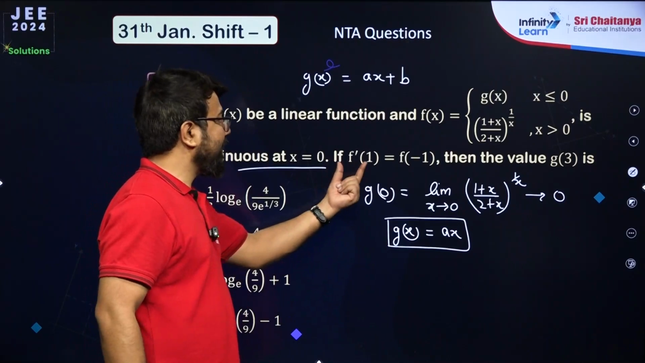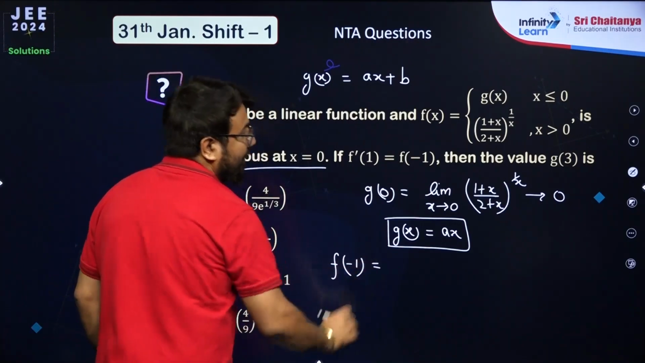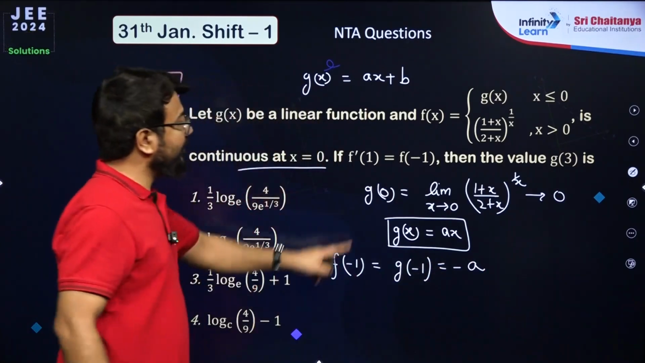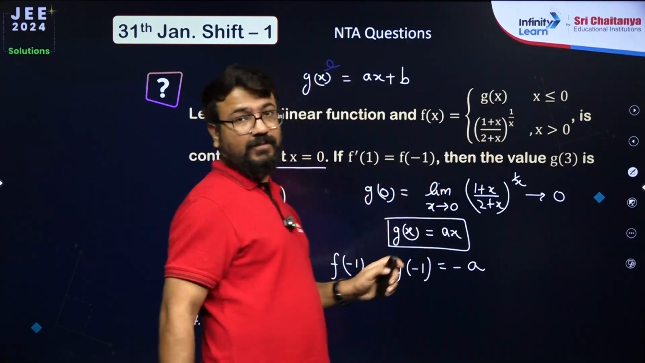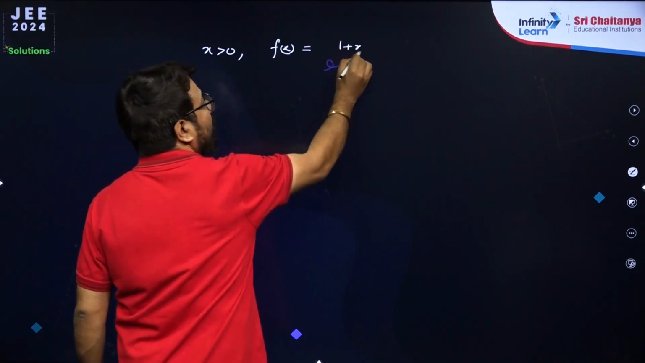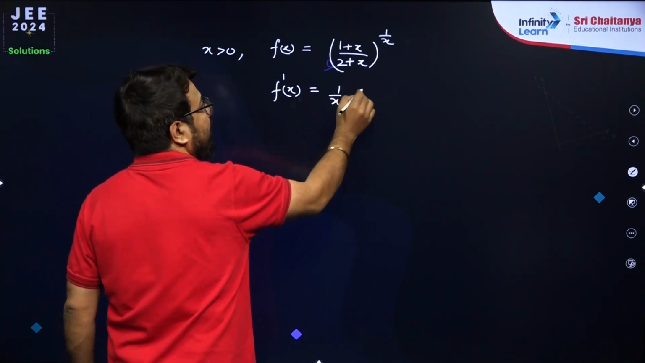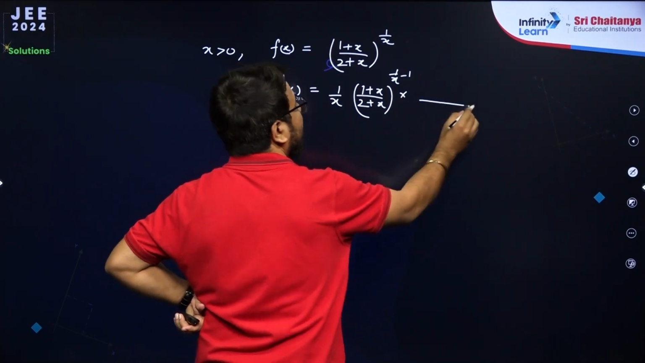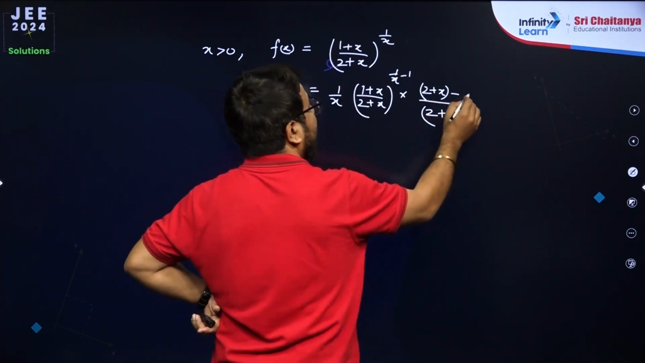Now, they have told us about f dash of 1 and f of negative 1. Let us find the value of f of negative 1 first of all. For x less than 0, we need to use g, so it will be g of negative 1, and g of negative 1 will be negative a. So f of negative 1 is negative a. Now, let us find the value of f dash 1. F dash 1 means for x greater than 0, this is the function. For x greater than 0, the function is defined as (1 plus x over 2 plus x) raised to the power 1 by x. Let us differentiate this function. It will be 1 by x, (1 plus x over 2 plus x) raised to the power 1 by x minus 1, followed by the differentiation of this inner function. 2 plus x whole square, here I am writing 2 plus x as it is. Differentiation of 1 plus x will be 1, and then 1 plus x would be written as it is.